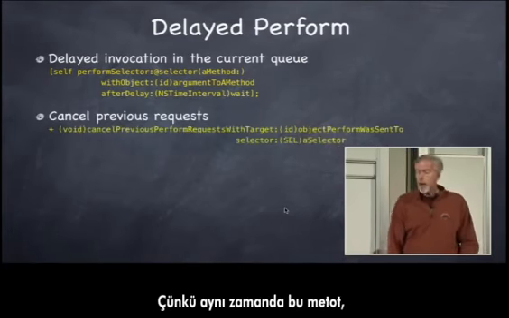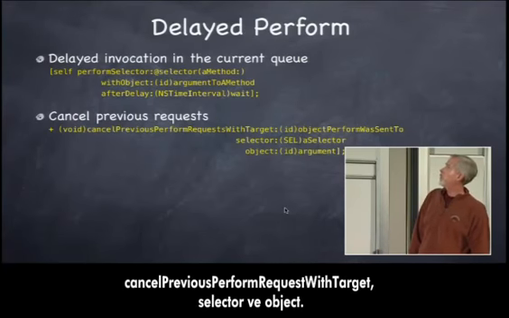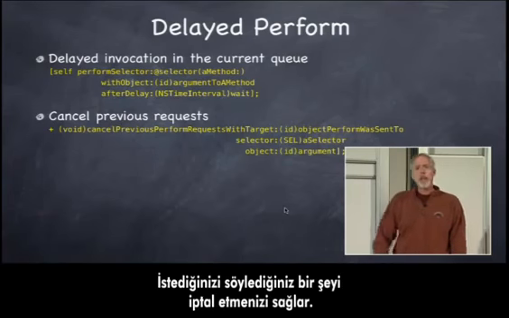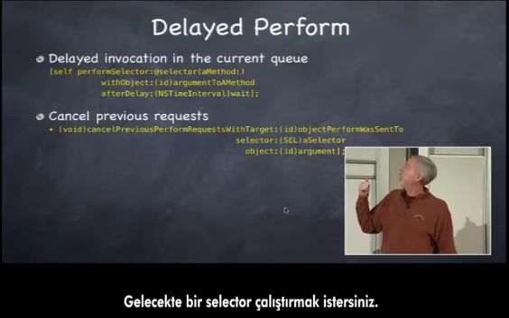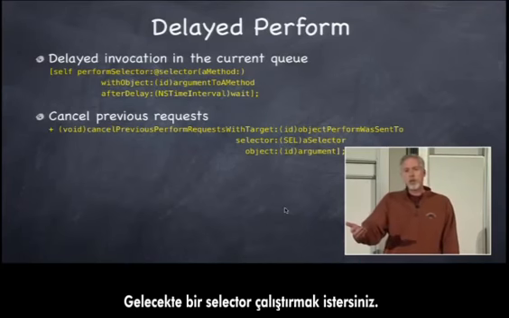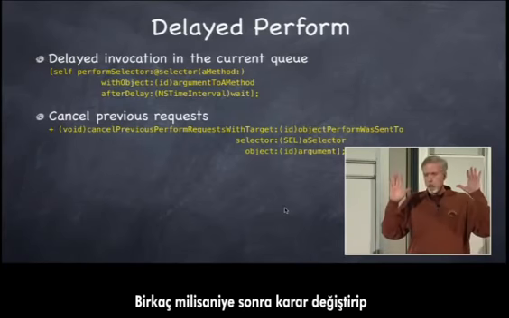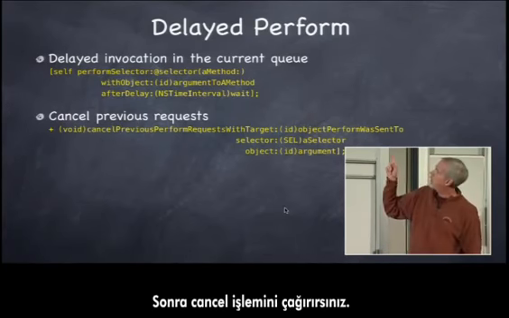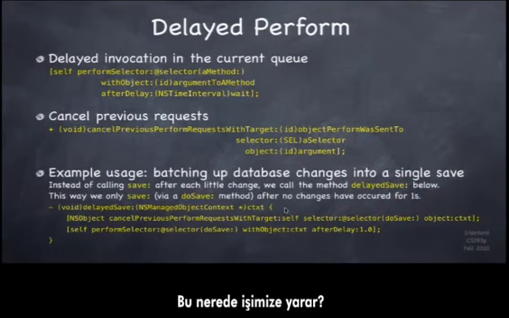Well, it's interesting because there's also this method, cancelPreviousPerformRequestsWithTarget:selector:object, which lets you cancel something that you have said you wanted to do. So you say that you want to perform a selector in the future, like a second from now, and then a few milliseconds later you decide, oh, I don't want to do that. Then you call this cancel thing. All right? And so what would that be useful for?